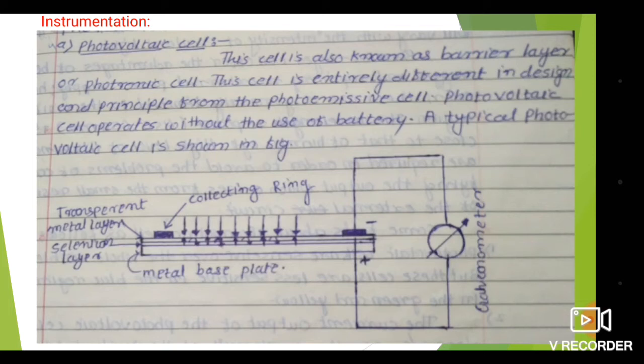So if this cell is connected to a galvanometer, a current will flow which will vary with the intensity of the incident light. So what happens here?